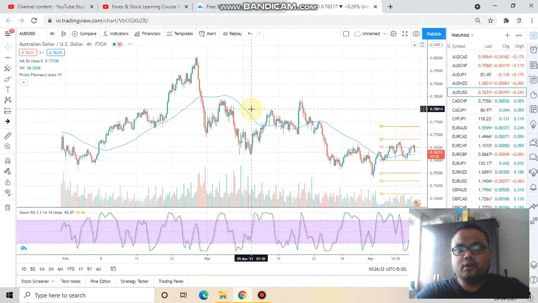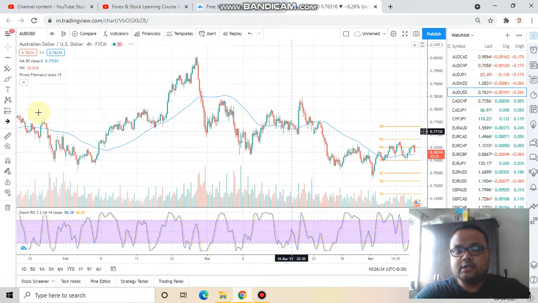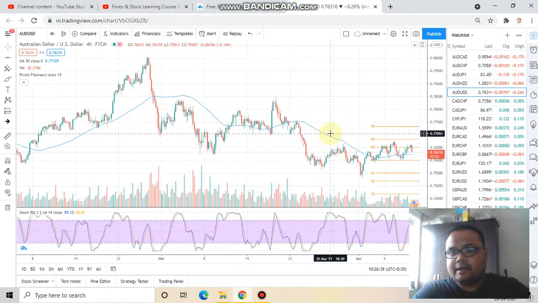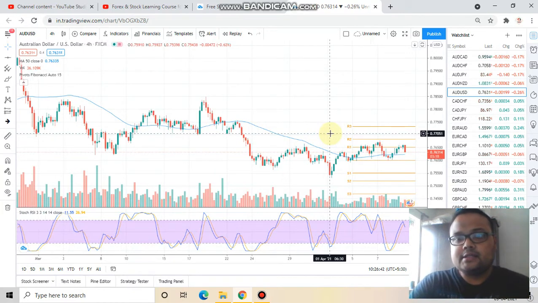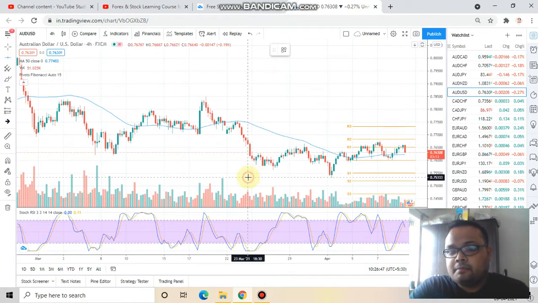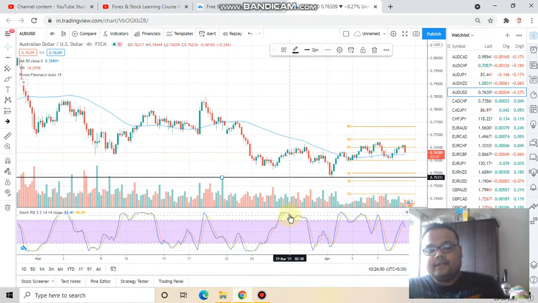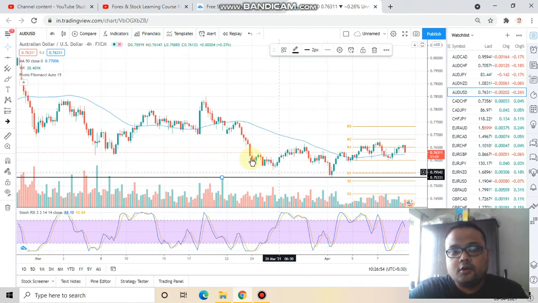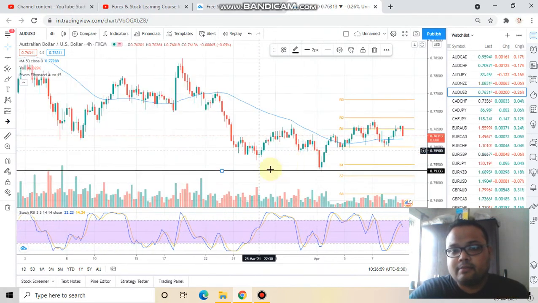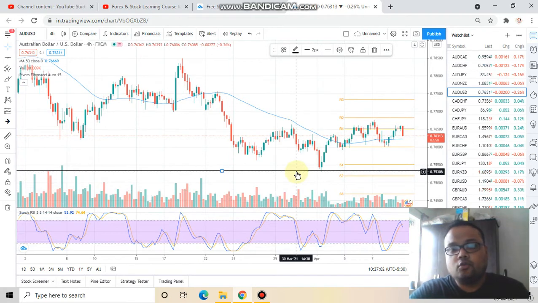If we consider this overall chart, we can see that market came down, went up, came down, and right now market is in a range. If market crosses this particular line, the 0.7530 level, then we will get a good opportunity to short the market. But as of now, market is trading here. So what should be a strategy then?